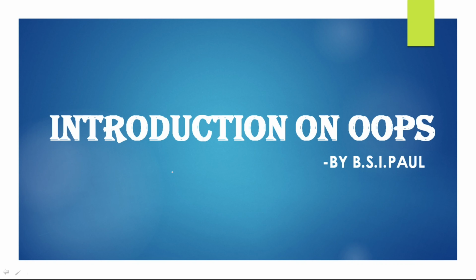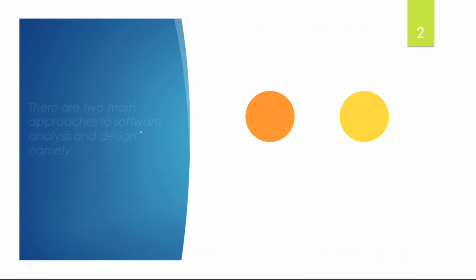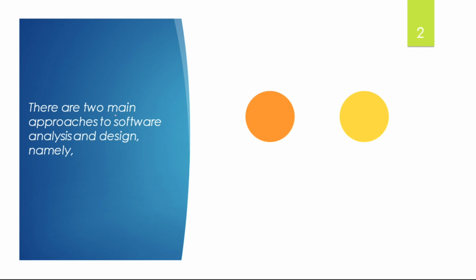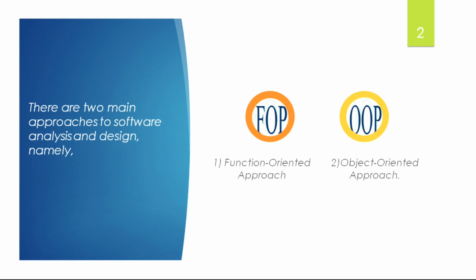So in this first lecture, let us discuss the introduction on OOPS. So what is an OOPS? There are two main approaches to software analysis and design, namely FOP, function oriented approach, that is function oriented programming, and object oriented programming. Let us explain each of them clearly.